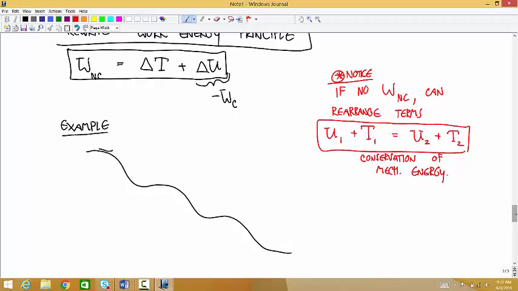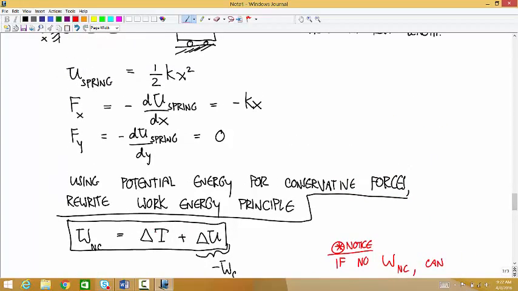We're going to use this term, this form. Okay.